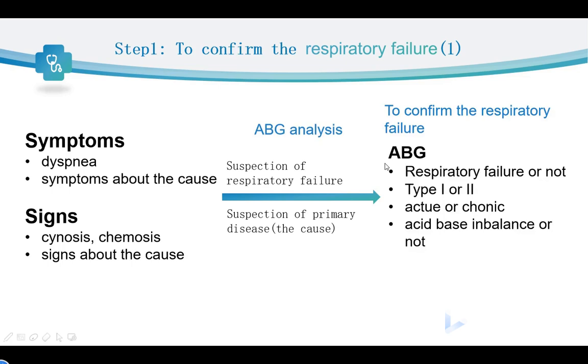Next, from the report of the ABG, we need to figure out whether there is a respiratory failure or not. Which type does the patient belong to, type 1 or type 2 respiratory failure? And is there an acute or chronic respiratory failure? And finally, whether there is an acid-base imbalance or not. That's the first step to confirm the respiratory failure.